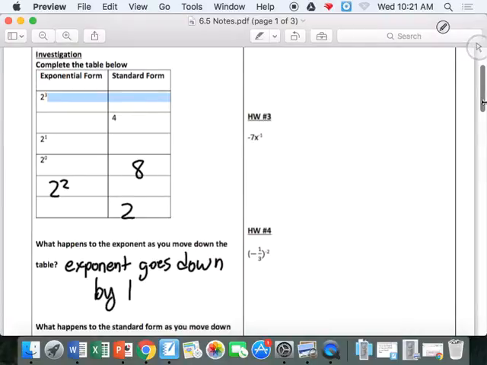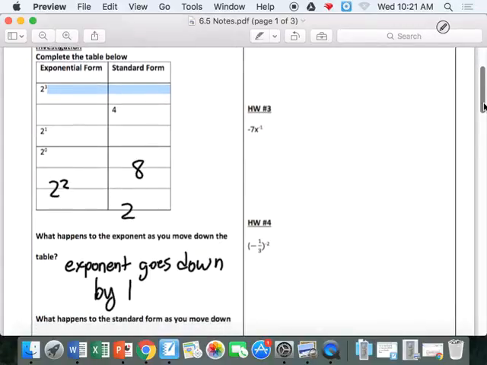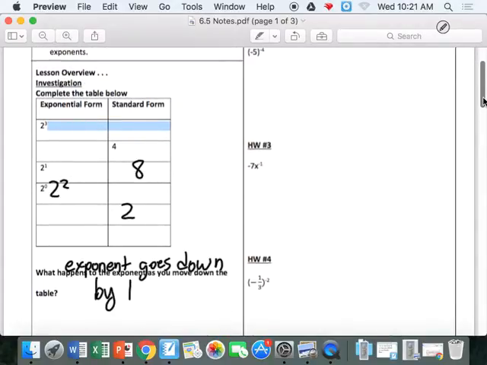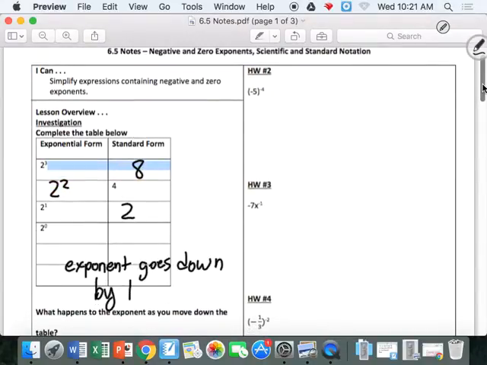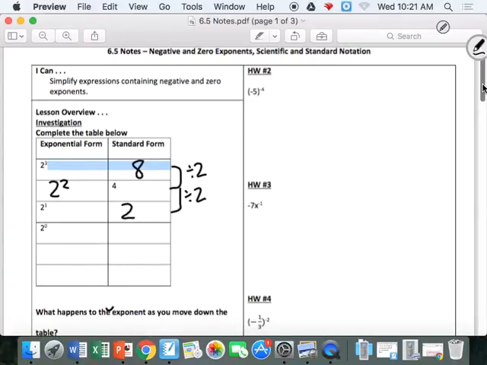What is the pattern on the right side of the table? So let me get back up there. What's the pattern on this side of the table? Divide by 2. Divide by 2, right? So what would the next number be then? 1, because 2 divided by 2 is 1.